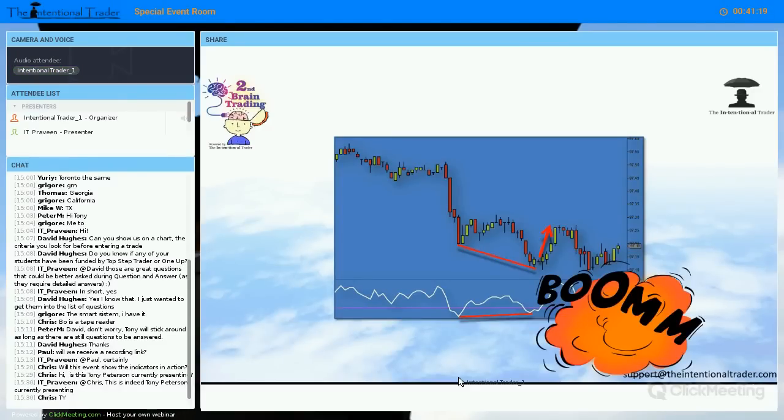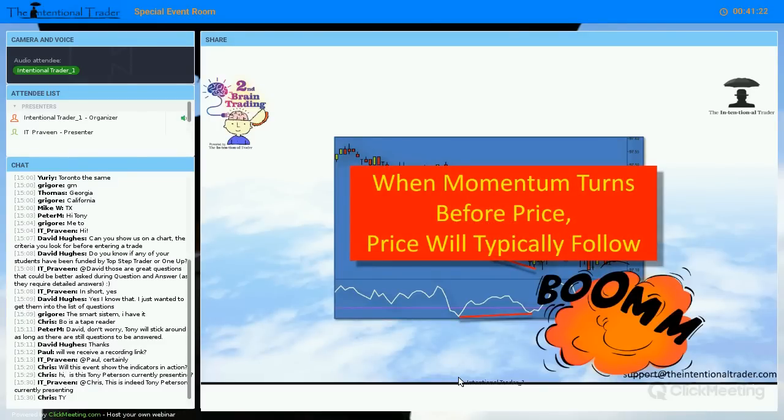Here's the kicker about divergence. It's just so simple, and it happens all the time. When momentum turns before price, price will typically follow. This is what makes divergence so incredibly powerful.